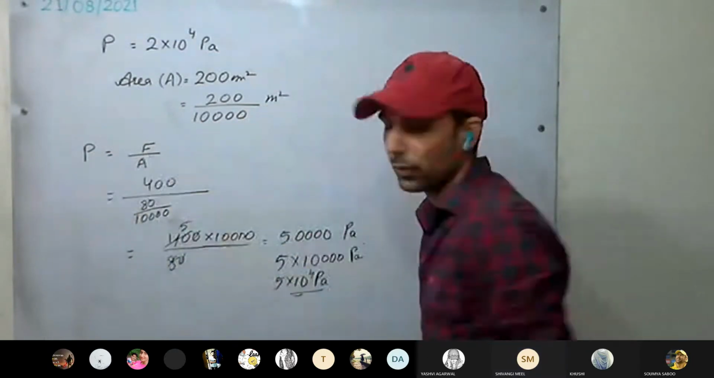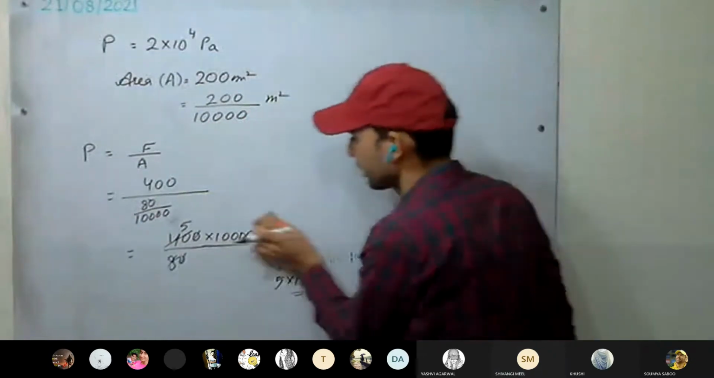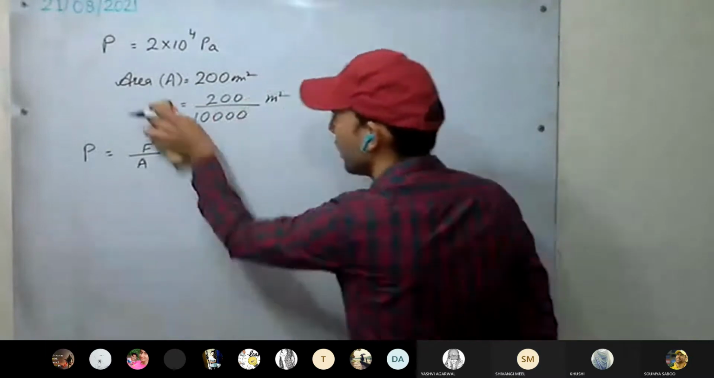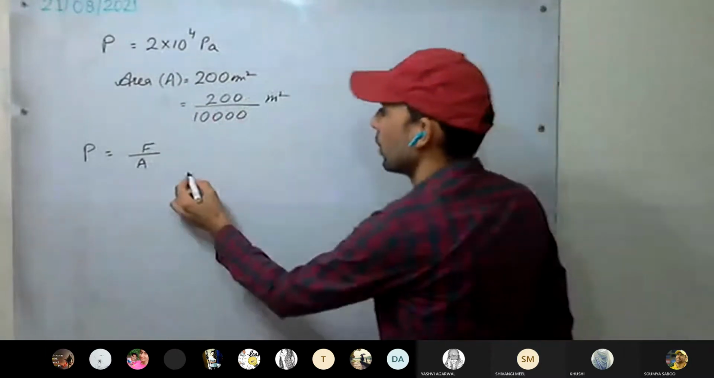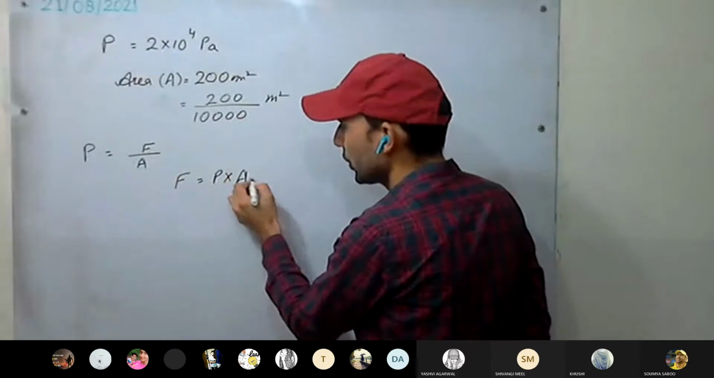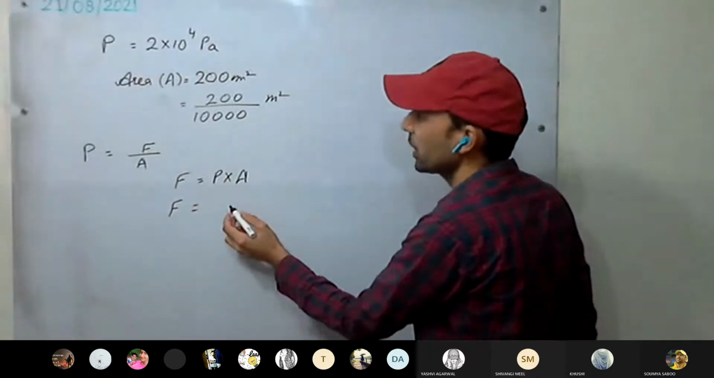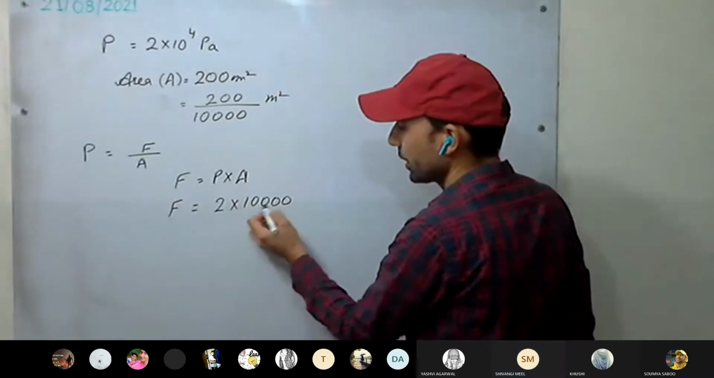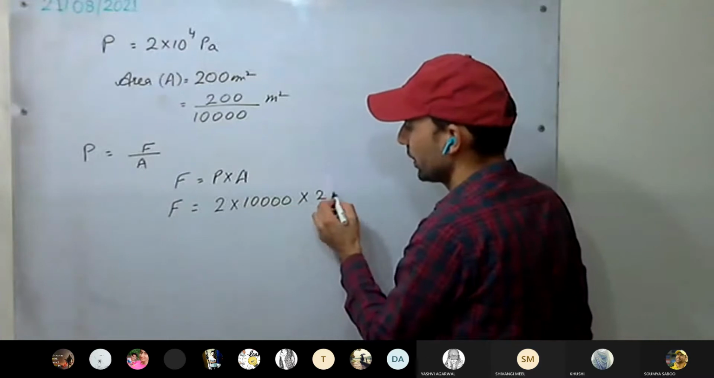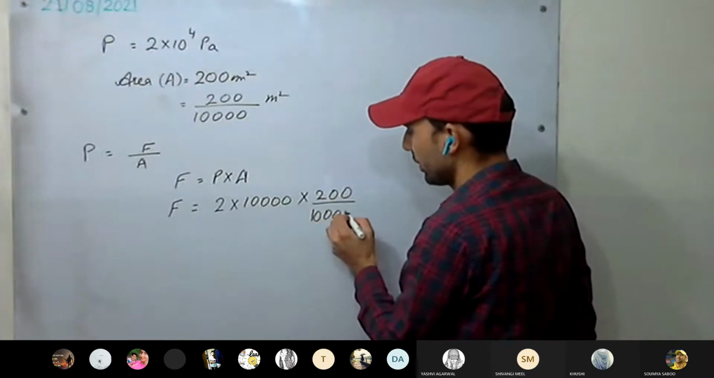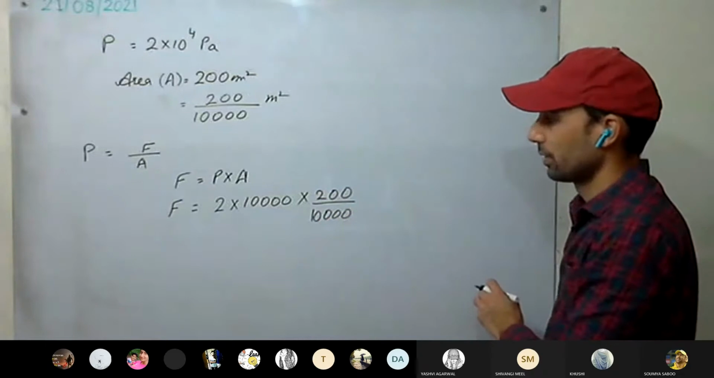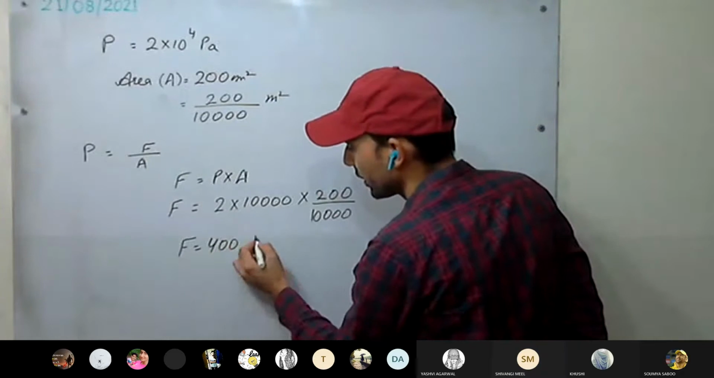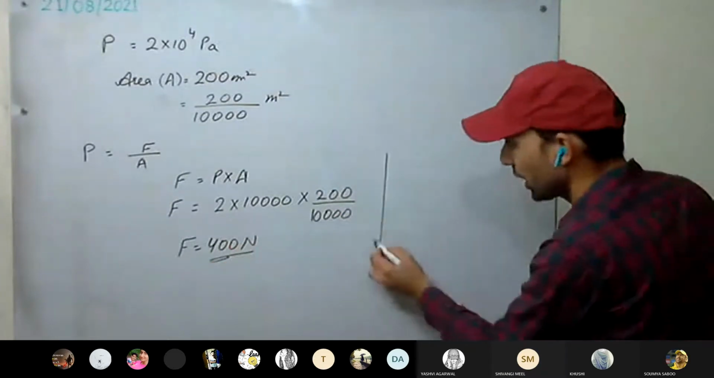Force is pressure into area. What do you have to calculate this time? Force. It means force equal to pressure into area. Force equal to pressure is how much? 2 into 10 raised to the power 4, into 200 divided by 10,000. Cancel them. 400 Newton. As well, you can do it like this.